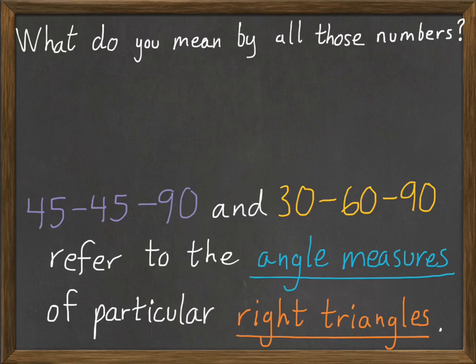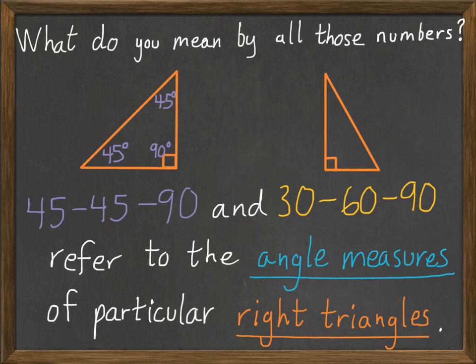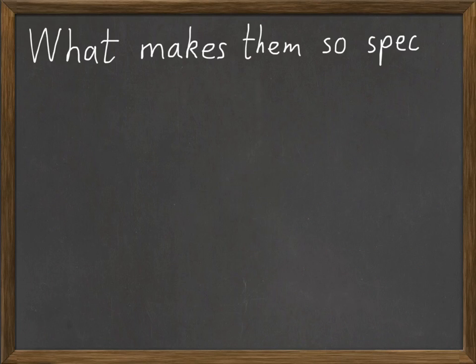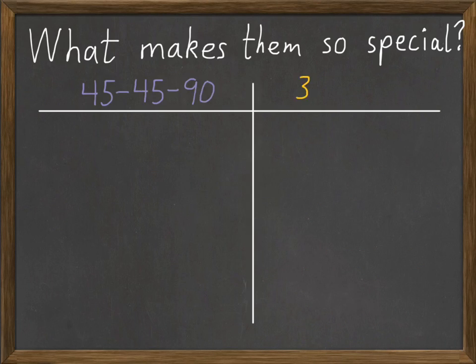So, a 45, 45, 90 triangle looks something like this. It's got angle measurements of 45, 45, and 90. Okay, a 30, 60, 90 triangle looks roughly like that, and it has angle measurements of 30 and 60 and 90. Okay, so now you know what the numbers mean. Now, I called them special. What makes them so special? Well, they're special because of how they're related to other geometric shapes.